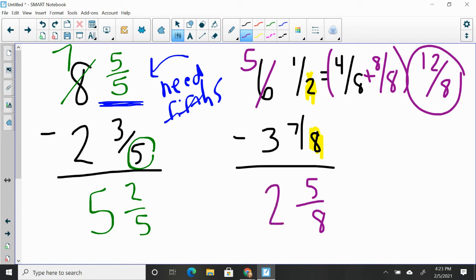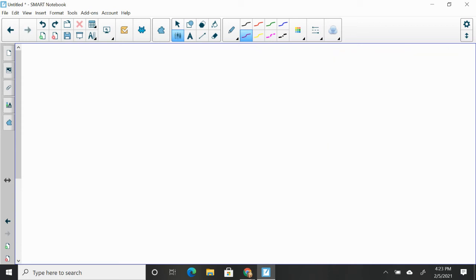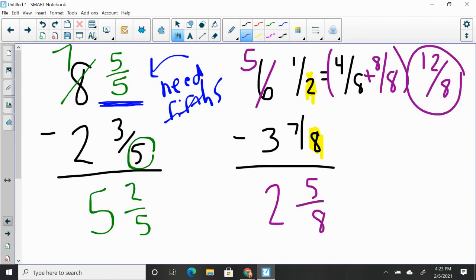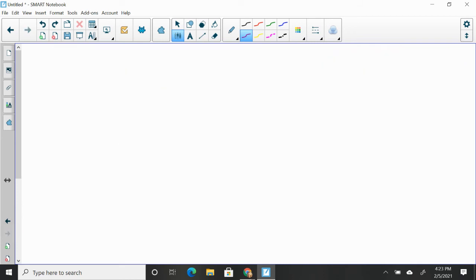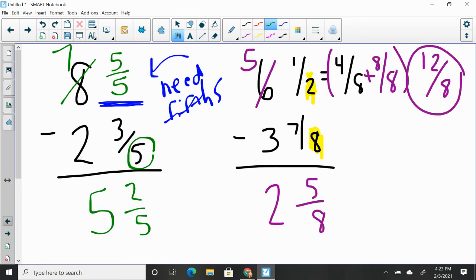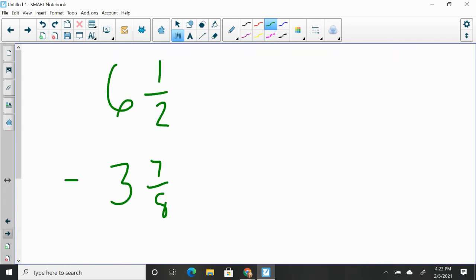Now, there's a different way that you could approach this problem, and I will show you that on the next slide. So we had 6 1/2 minus 3 7/8. Was that correct? Yes. All right, so I'm going to go ahead and find my common denominator just like I did, and this is going to be 4/8. So now I'm going to use 6 4/8 instead of 6 1/2.